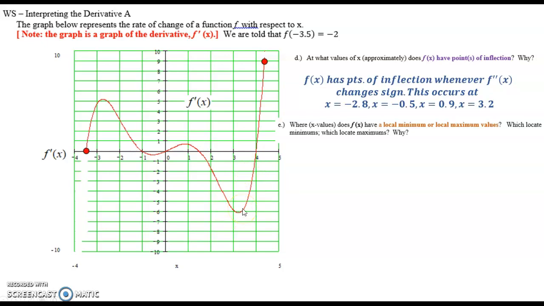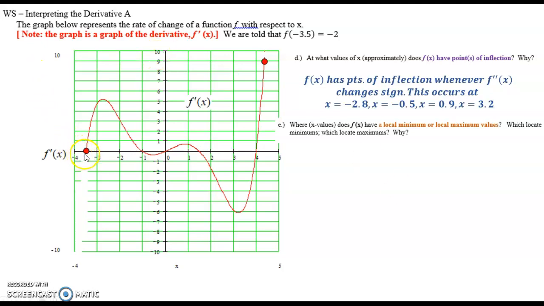Next, it asks me in part E, where are the x values of f of x that f of x would have local minimum and maximum values. Now this we just did in section 4.3, but we're not looking at f, we're looking at the derivative of f. Remember, the first derivative test says where we have critical points, where the first derivative is equal to 0 or undefined. These are possible maximums and minimums.